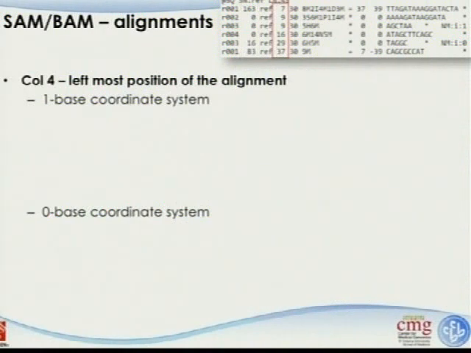Okay, and column 4 here is actually the genomic locus. So you know that this particular read starts from position number 7. This is 37, okay? And there's something that you also need to know in much detail: the column is the leftmost position of the alignment. This is number 7 or 37. And this is a one-base coordinate system. So what that means is the first base of a sequence is 1.